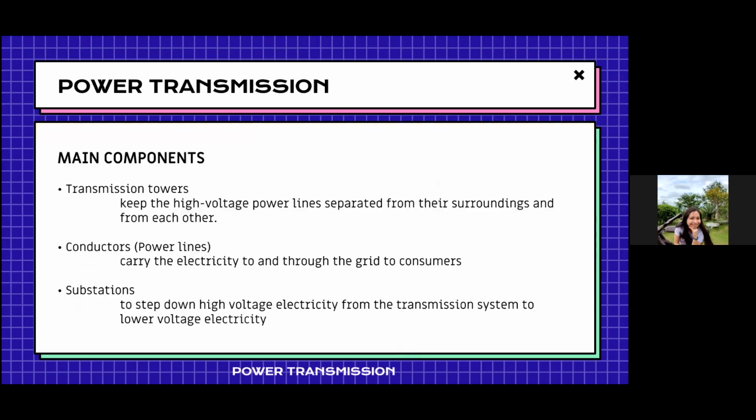Electric power transmission, or simply power transmission, has three main components: the transmission towers, conductors or power lines, and the substations. Recalling the previous reports and discussions, basically, power plants generate electricity to be regulated by the electrical grid, which is the NGCP, and is distributed by electric distribution companies like the Meralco in Luzon.